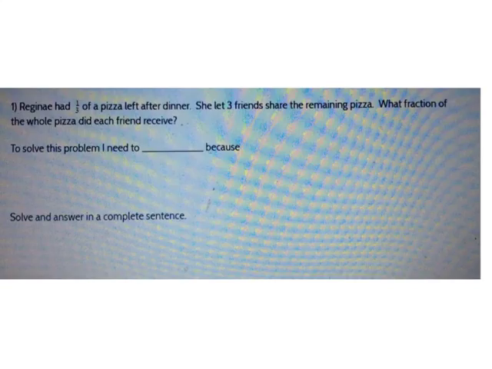Now let's try some problems. Regine had 1/3 of a pizza left after dinner. She let 3 friends share the remaining pizza. What fraction of the whole pizza did each friend receive? What operation do we need to use to solve this problem? We need to divide, because 1/3 of a pizza is being shared equally.